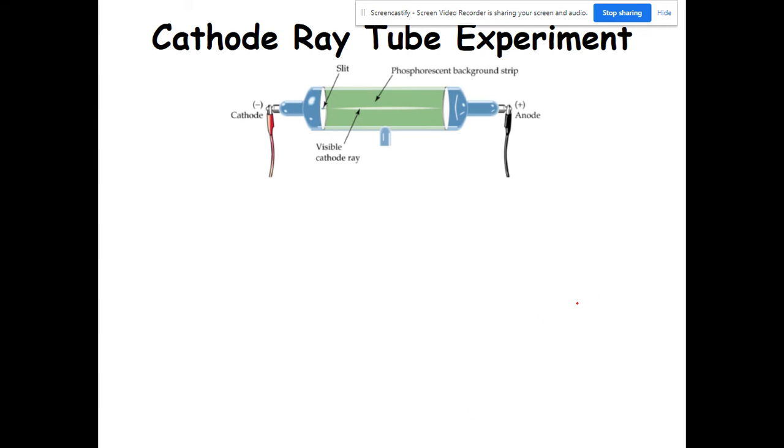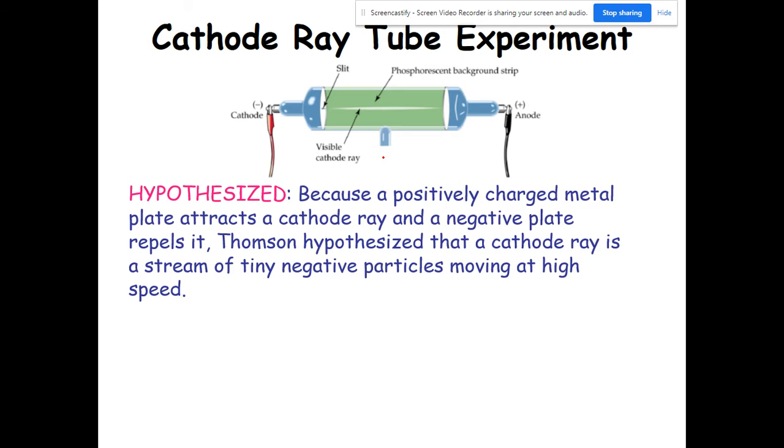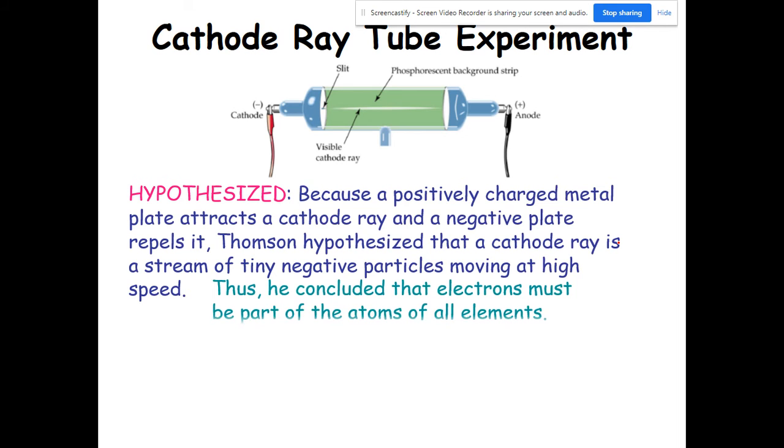So with the cathode ray tube, here we have gas in here, we have an electrical field going through, and he theorized, because a positively charged metal plate will attract a cathode ray and a negatively charged plate repels it, he hypothesized that a cathode ray is a stream of tiny negative particles moving at a high speed, right? Because if it's attracted to a positive, then it has to be a negative charge. If it's repelled by a negative, that means it has to be a negative charge.